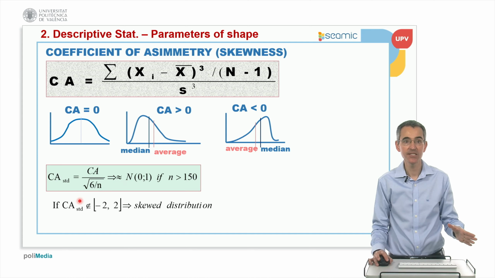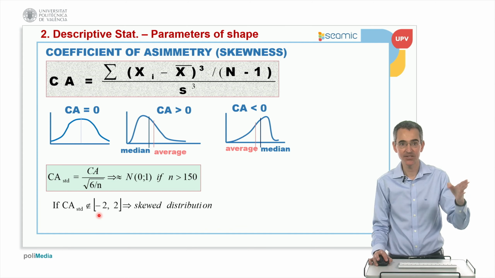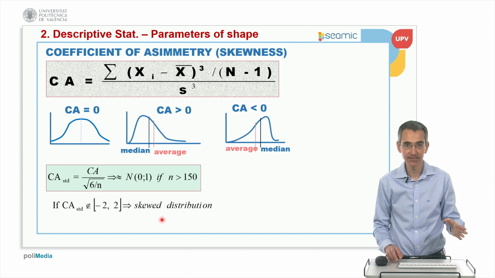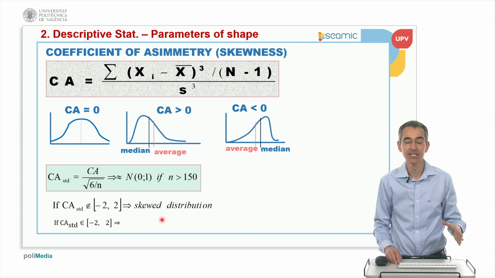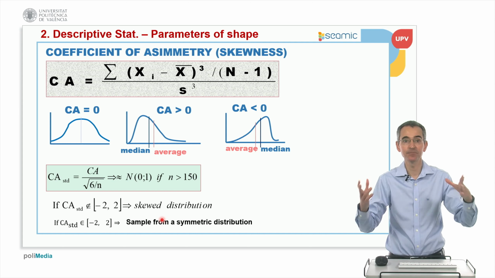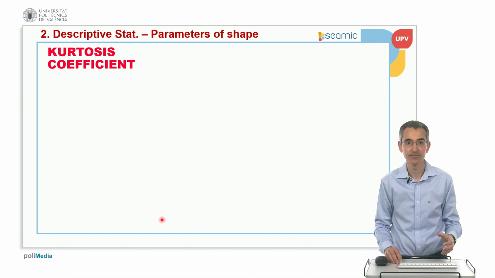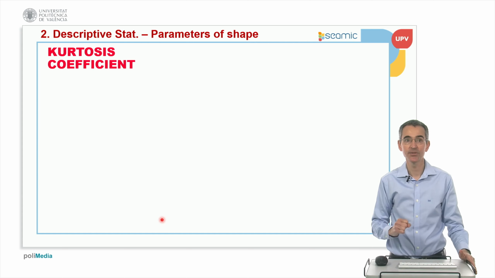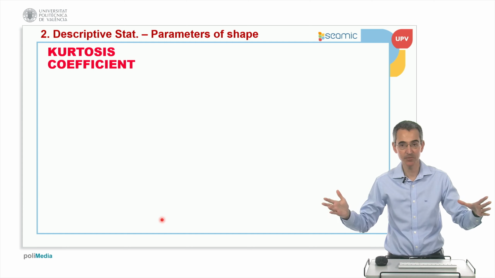So it is very often. So if the coefficient of symmetry, or skewness coefficient, is outside this range of -2 and 2, we can conclude that it is a skewed distribution. But if my value is between -2 and 2, we can say that it is a sample extracted from a symmetric distribution.